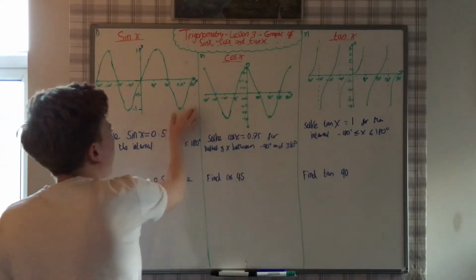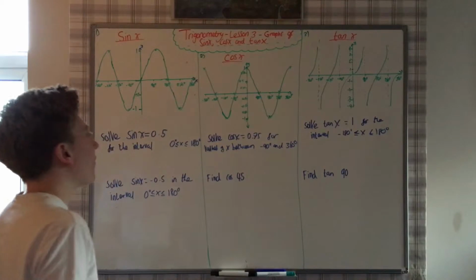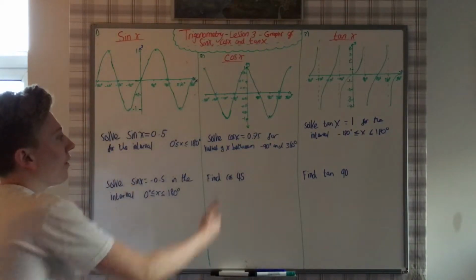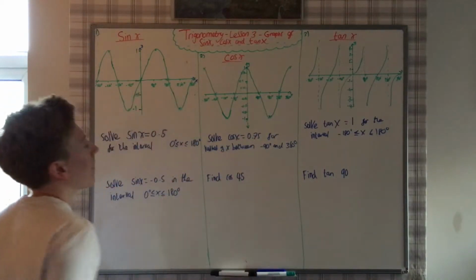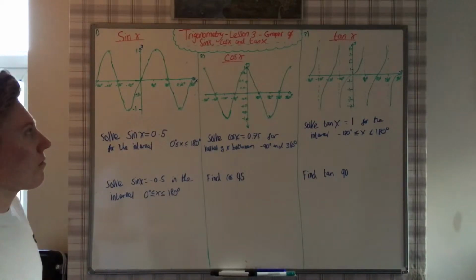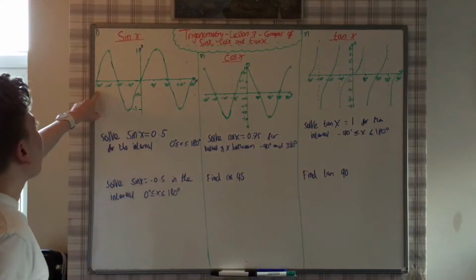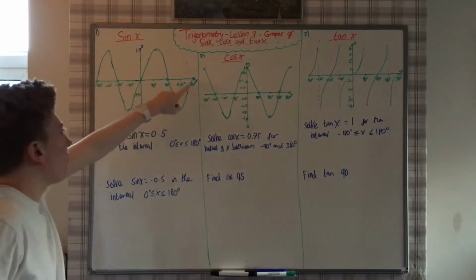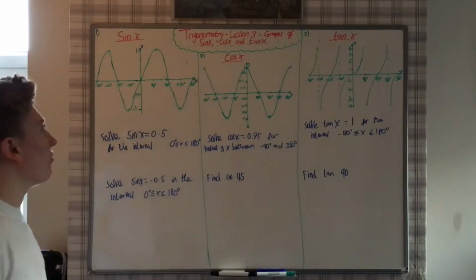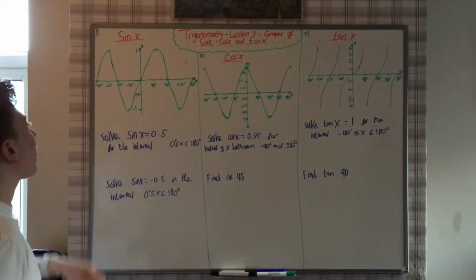Now, we'll be given a graph on a grid and we might be told to solve, for example, sin x is 0.5 or cos x is 7.5 etc. So the key is to try and memorise these three graphs. Now we're going to learn them between minus 360 degrees and positive 360 degrees. So to start with, let's look at sin x.